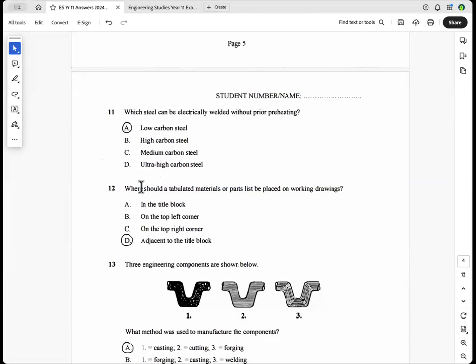Question 12, where should a tabulated materials or parts list be placed on working drawings? Now, if you've studied the yellow book, you'll know that the materials list goes adjacent to the title block.